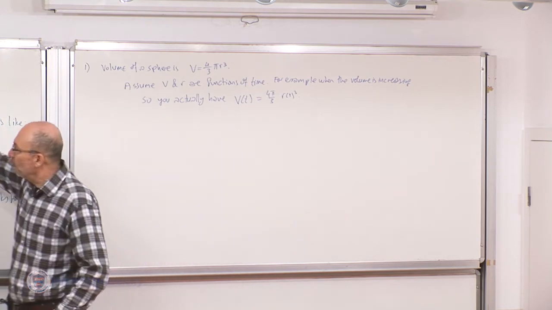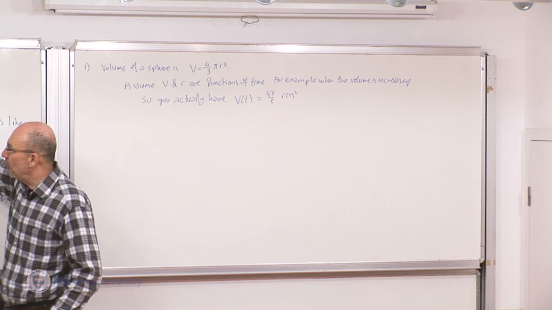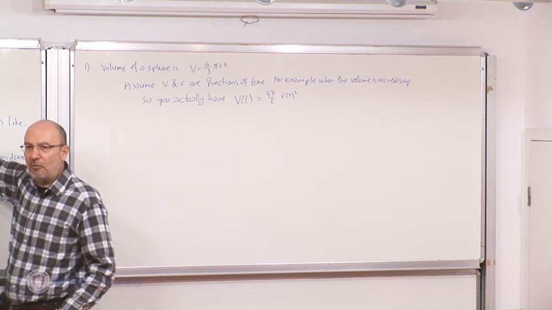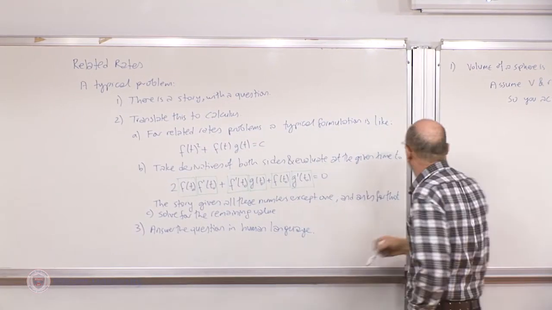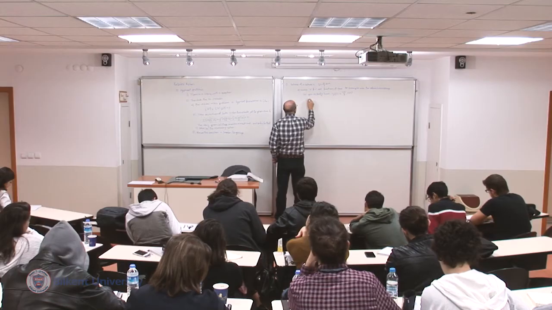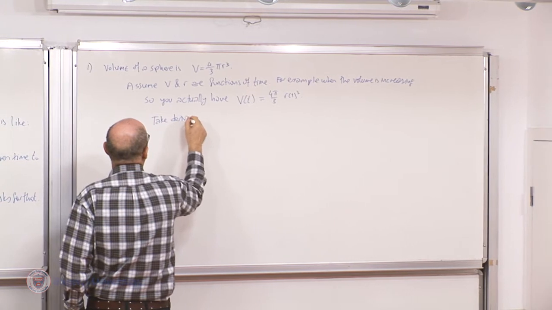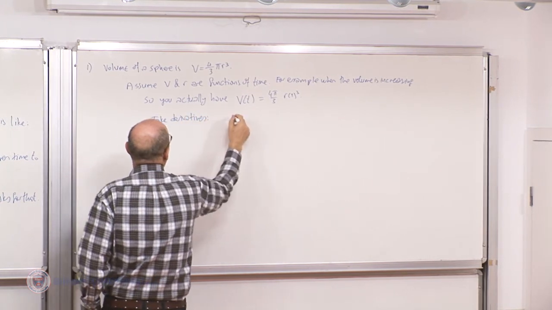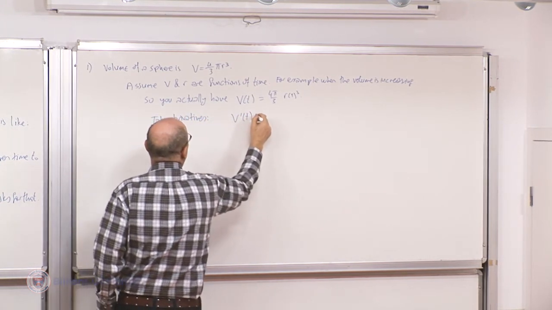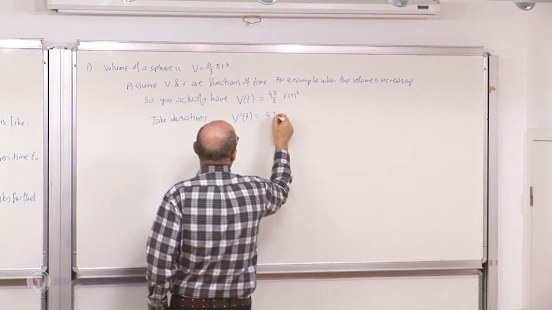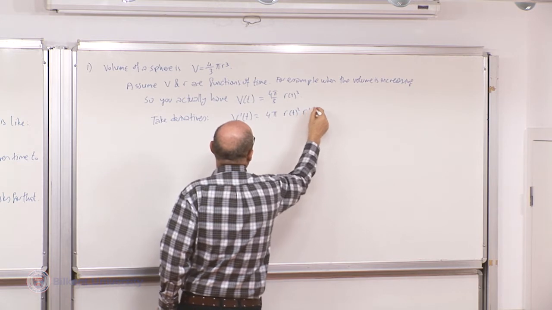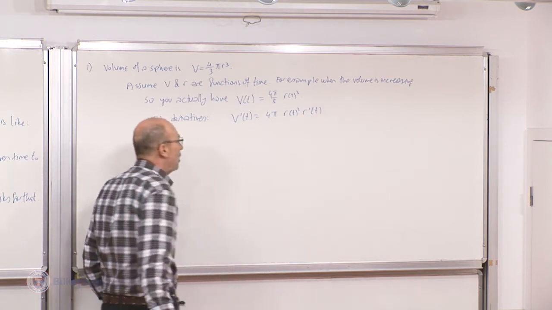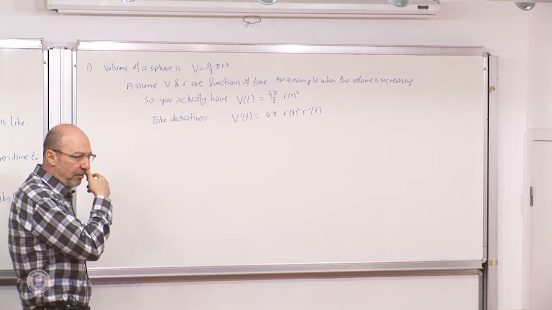So somehow we read the story, we translate it to calculus. It involves the volume of a sphere. Now we are here. We take the derivative. So V prime of t is equal to 4 pi r of t squared r prime of t. Okay, so evaluate it at a certain time.